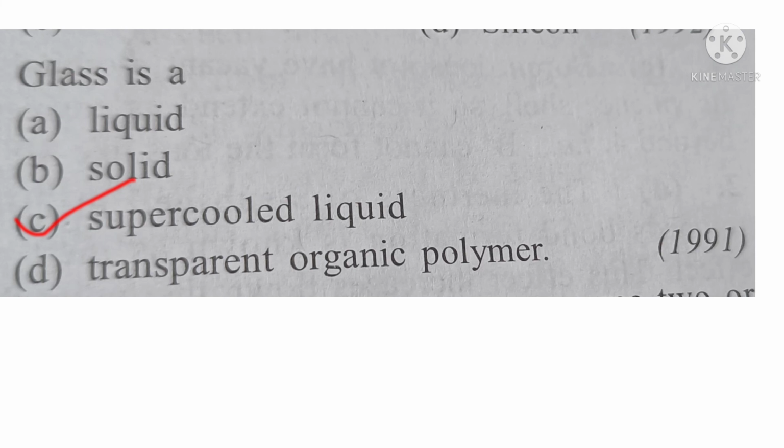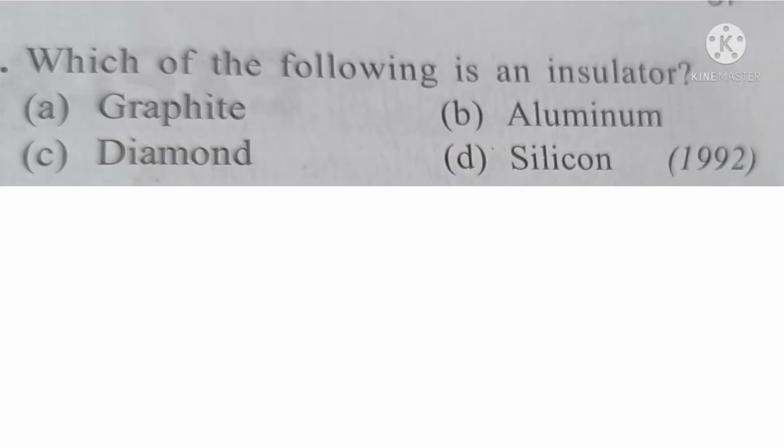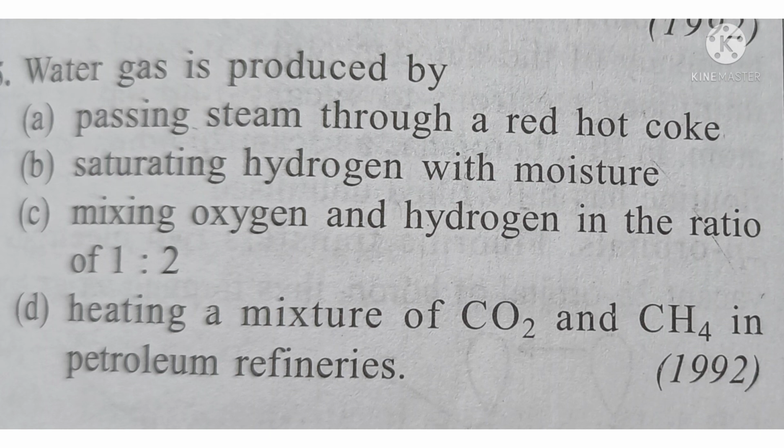It's solid. It's glass. Which of the following is an insulator? So option C, diamond is an insulator. All the 4 electrons of each carbon atom are involved in 4 strong covalent bonds which cannot be broken. So electrons are not free for conduction of electricity. So it is an insulator.